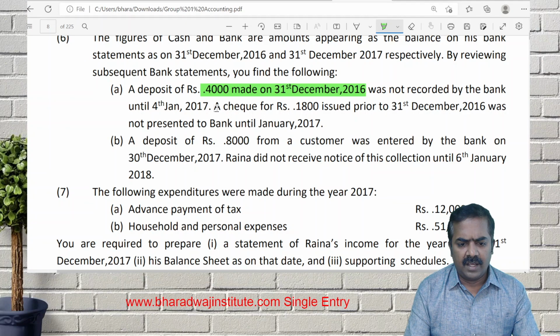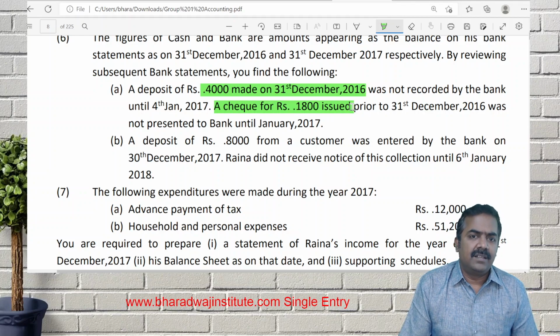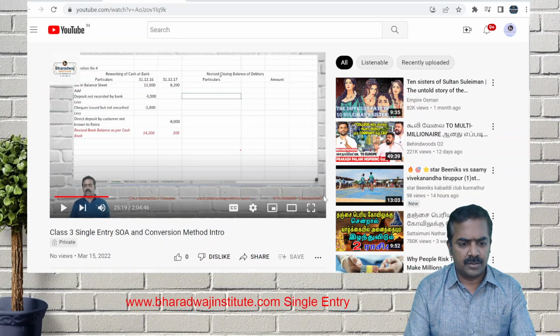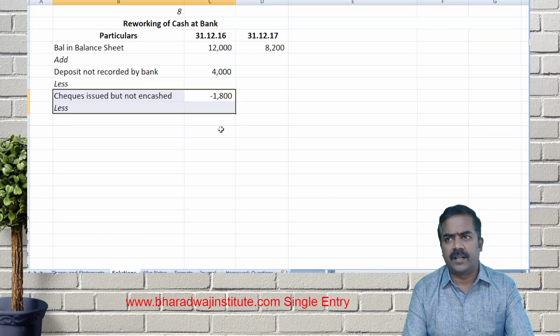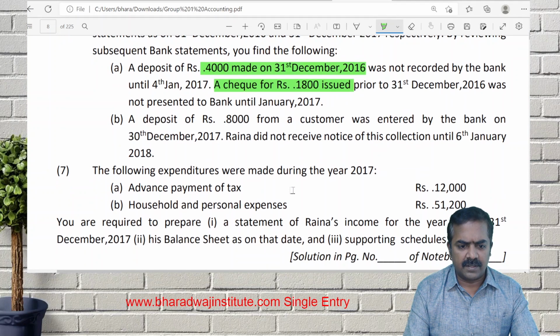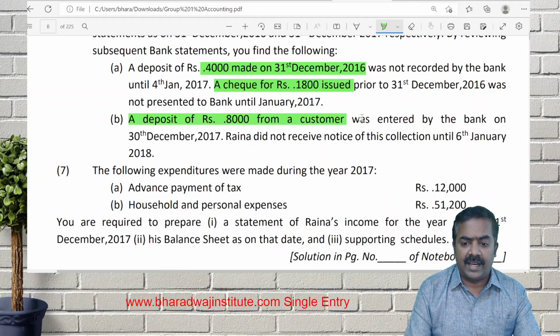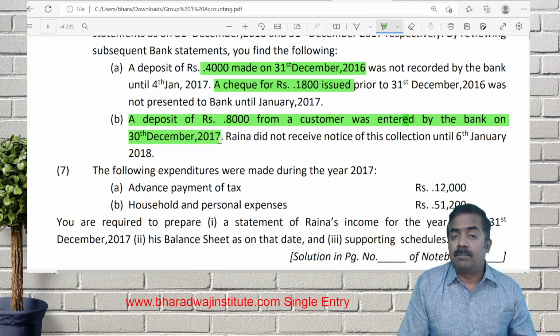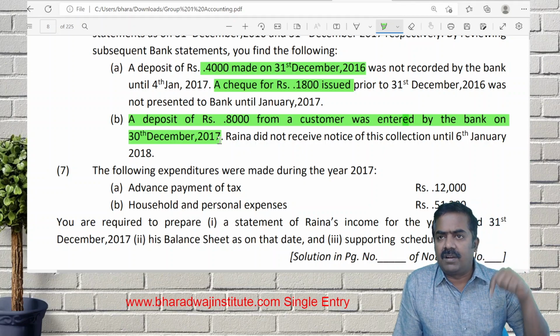Then a check of 1,800 issued. Okay, the check of 1,800 issued should be deducted. How much to be deducted? 1,800 to be deducted. Then look at the next adjustment. What is the next adjustment? Deposit of 8,000 rupees from a customer was entered by the bank on December 31st itself. Bank has recorded it. But we have not recorded it.